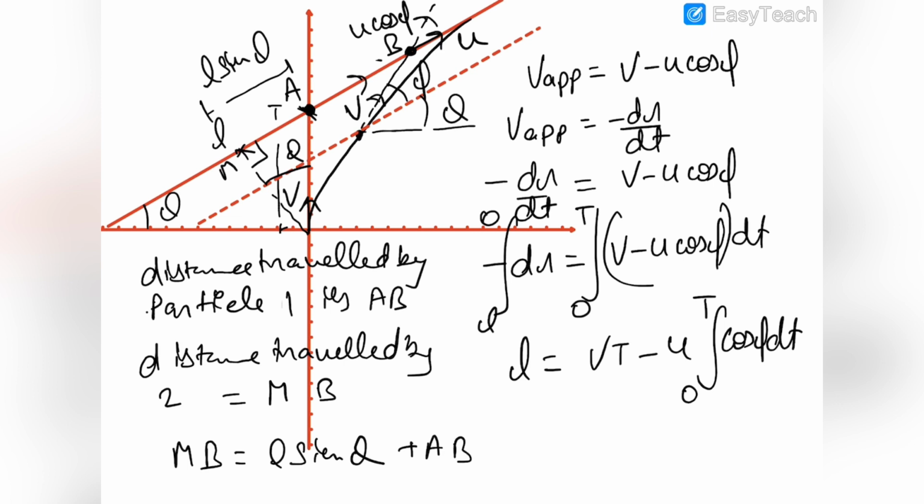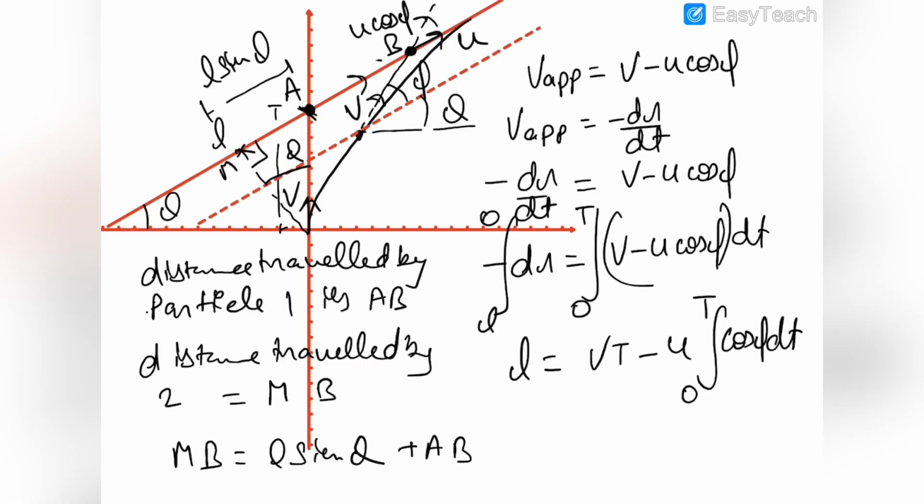And this distance AB traveled by this particle would be equal to ut. So I can say that the distance traveled by this particle which is chasing the first particle is MB, and MB will be equal to the component of this velocity along this line, which is v cos phi.